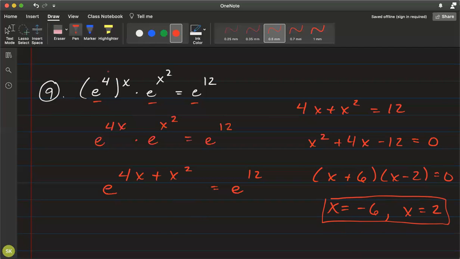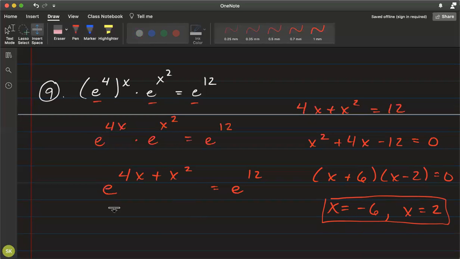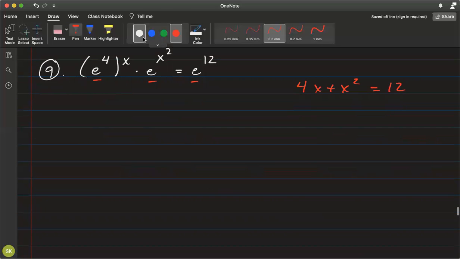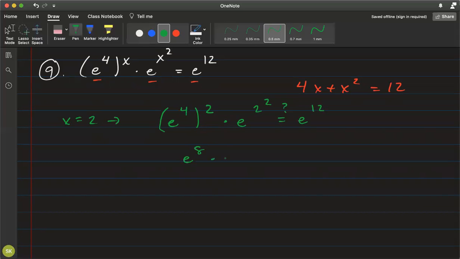Maybe, because this is a different number, I'll do x is equal to 2. So let me move all this down. The question is, for x is equal to 2, is e to the 4 to the 2 times e to the 2 squared, is that equal to e to the 12th? Well, this side is e to the 8th times e to the 4th. Add these together, you get e to the 12th. So it was correct.